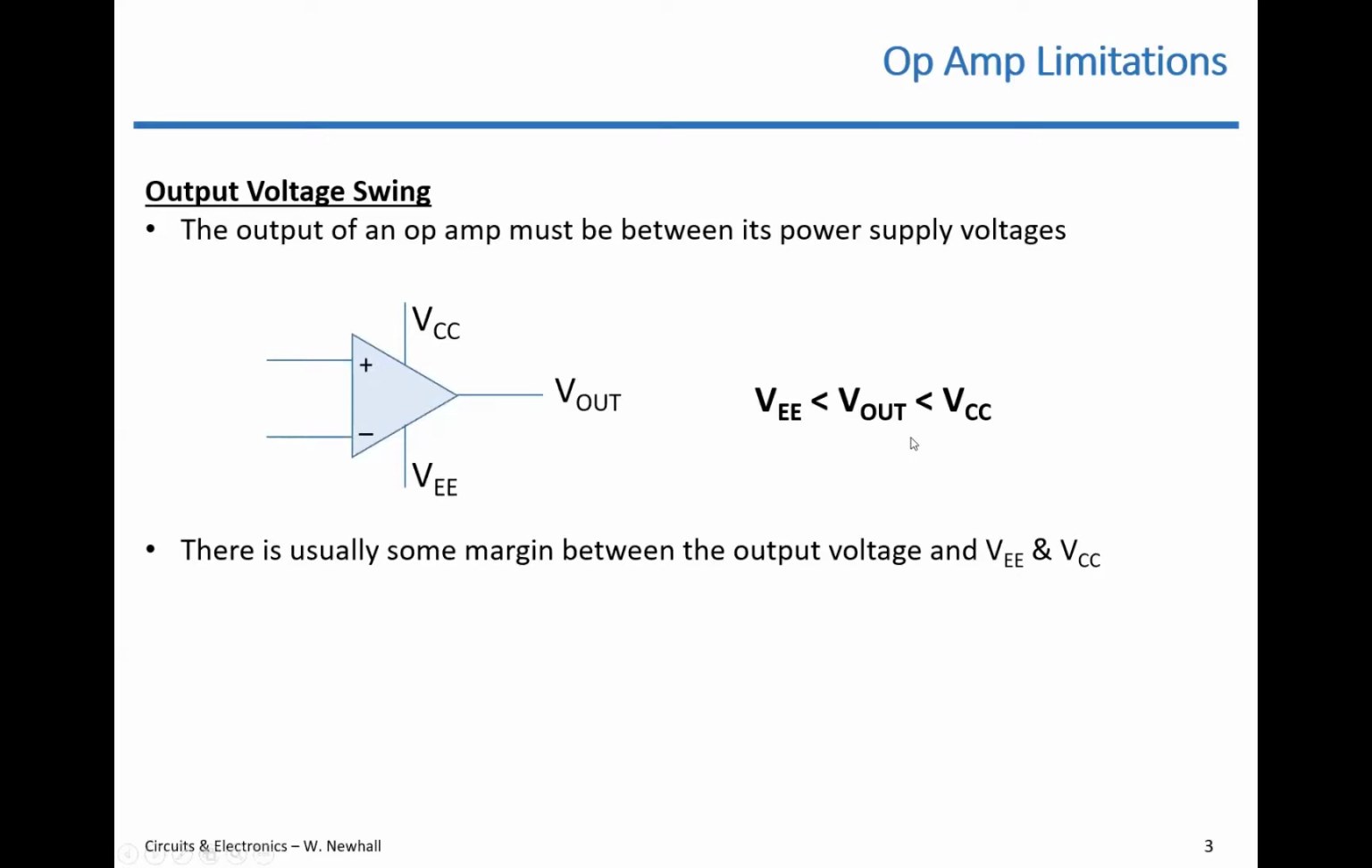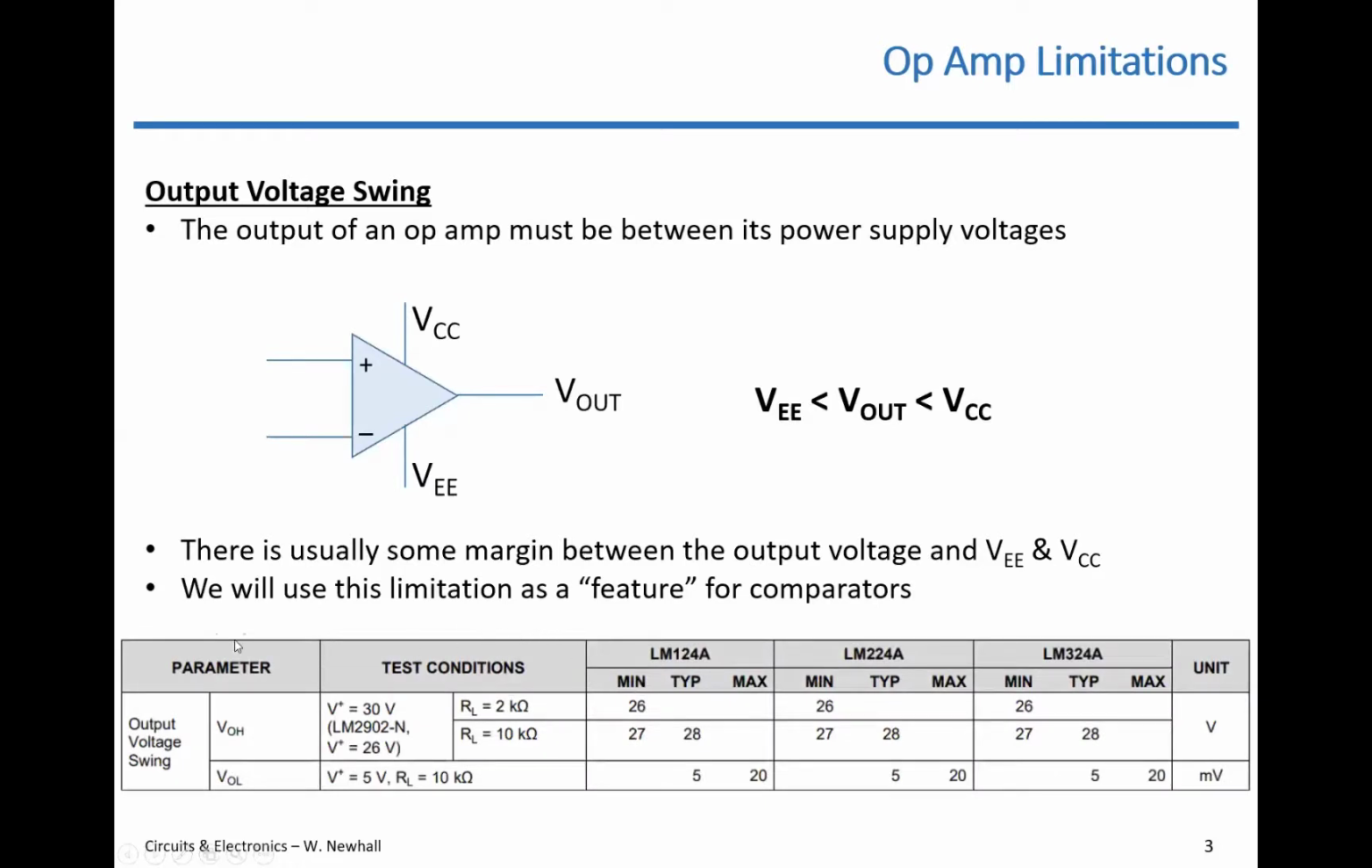Some of the really cheap op-amps, they might have a volt or two margin. So Vout might go to, let's say VCC is plus 15 volts, Vout might only go to 13 volts. Some of the more expensive op-amps, again, expensive is relative, but some of the newer higher end op-amps are called rail-to-rail op-amps, and they get really close to the power supply voltages, or they can for the output. So, again, we're going to use this limitation as a feature for comparators.